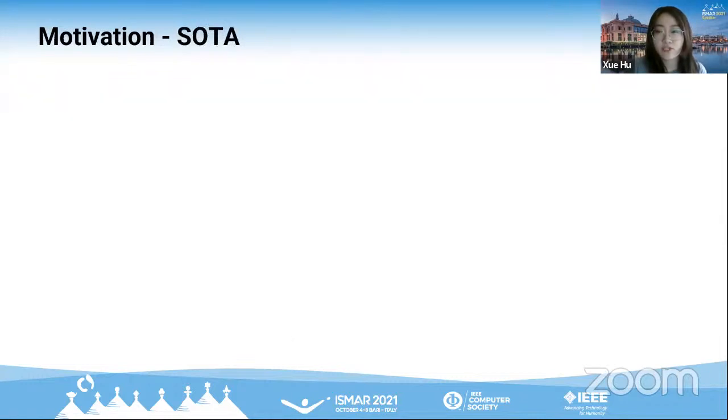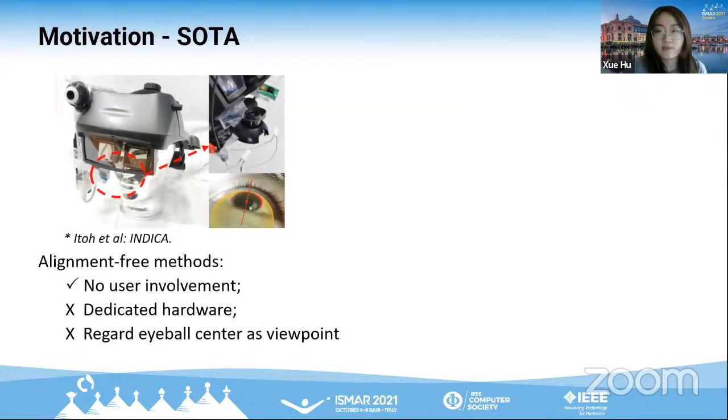State-of-the-art OST calibration methods can be divided into two categories. The alignment-free methods use a calibrated eye tracker to track users' eyeballs. They require no user involvement, but depend on dedicated hardware and complicated extrinsic calibration. Furthermore, the eye trackers track the center of the eyeball instead of the actual nodal point, which compromises calibration accuracy.